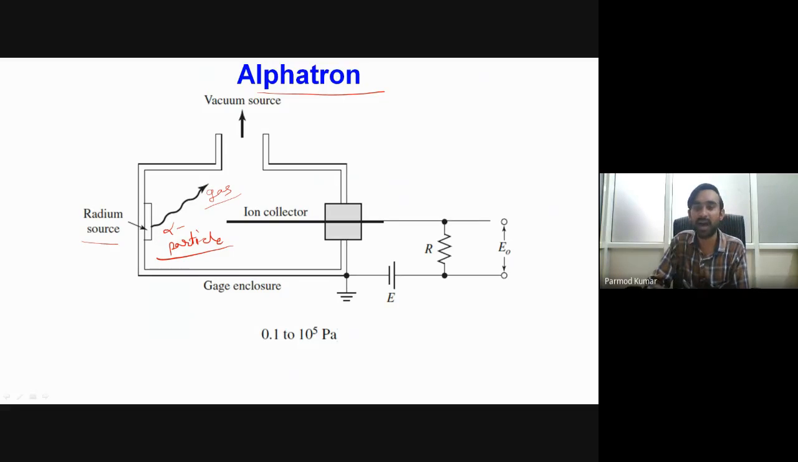Then we have one ion collector plate, which collects the ions. Depending upon the collection intensity of the ions, there will be a flow of current in the circuit, and we measure the voltage across the load resistance R. Depending upon this value of EO, we determine the value of pressure. This type of gauge is used for a very wide range of pressure, from 0.1 pascals to 10 to the power 5 pascals. It means it can measure pressure close to near atmospheric pressure also.